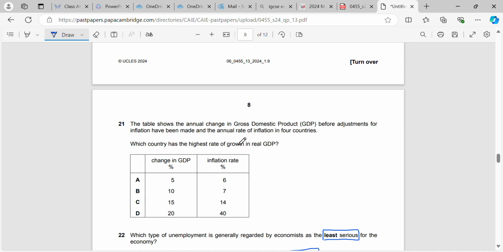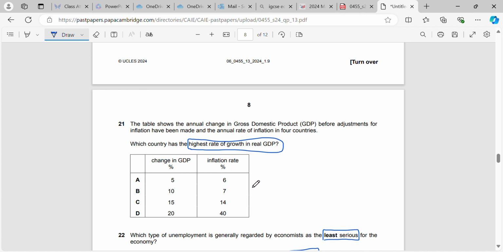Okay, question 21. The table shows the annual change in GDP before adjustments for inflation have been made, and the annual rate of inflation in 4 countries. What country has the highest rate of growth in real GDP? So this should be fairly easy. How do we find this out? We just take away the inflation rate from our GDP.